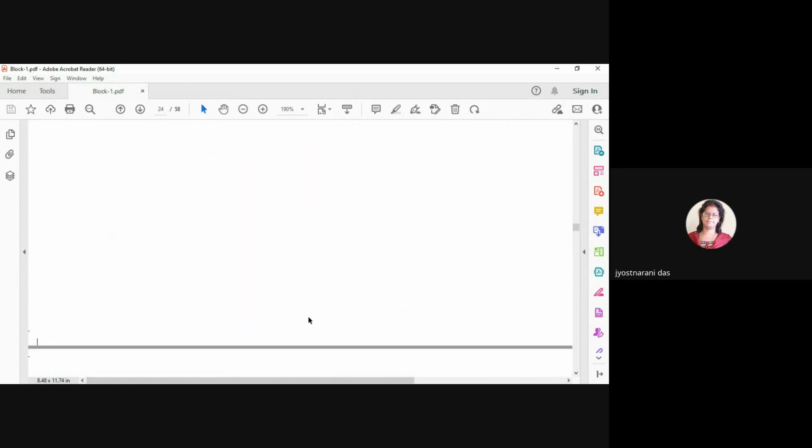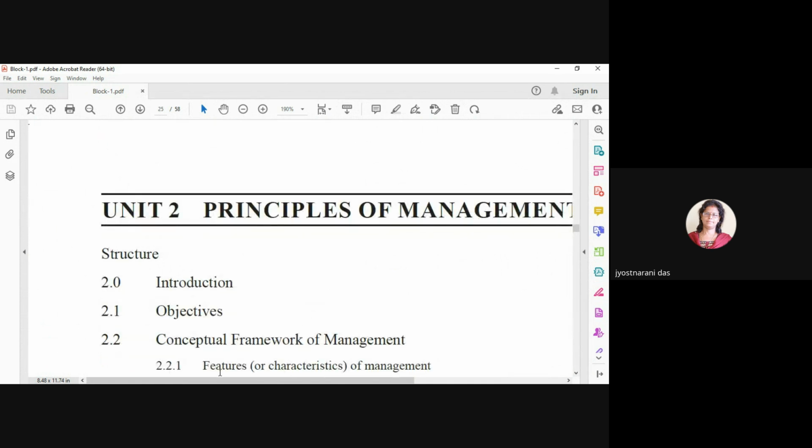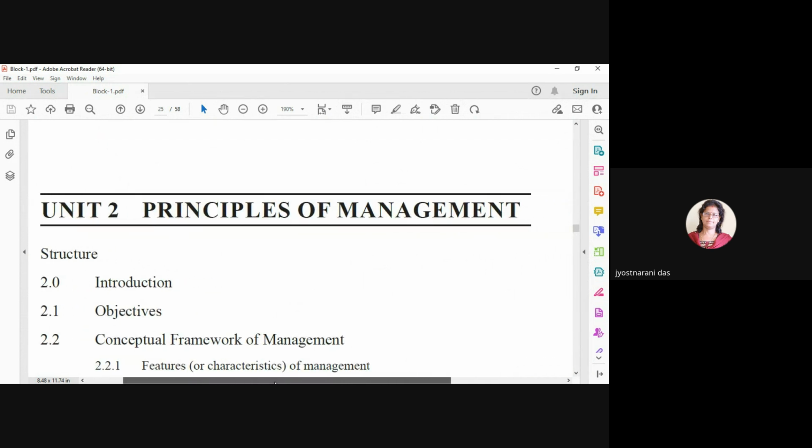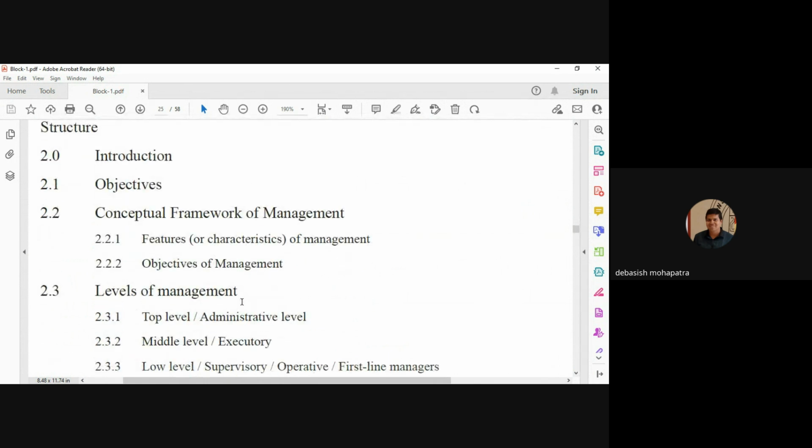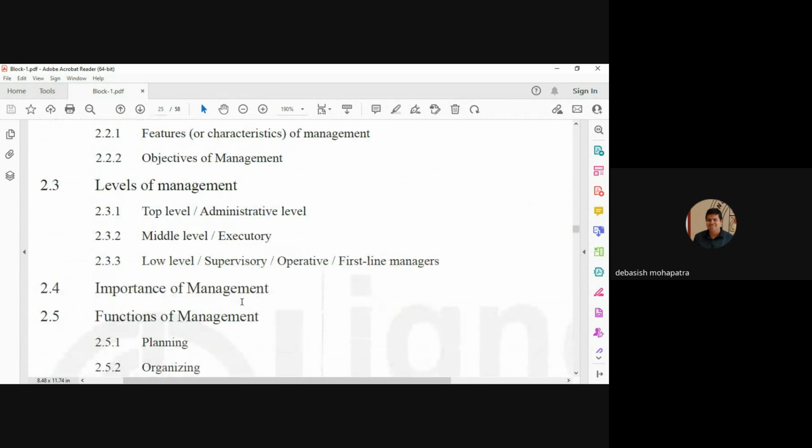No, actually I asked this, whenever you teach, just tell me that I have to underline the important lines. Okay. I'll be telling. Okay. Fine. See, in this unit 2, the conceptual framework of management, this could be a long question. Okay, and functions of management.